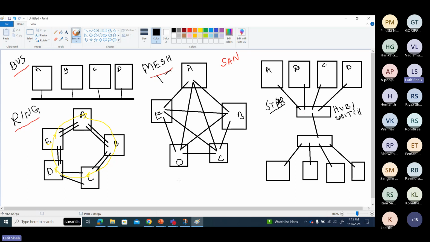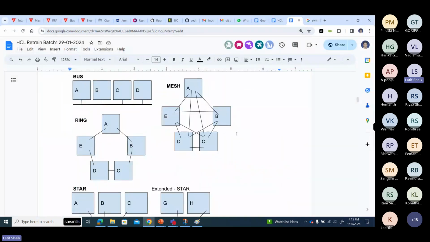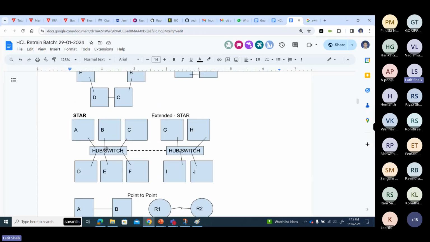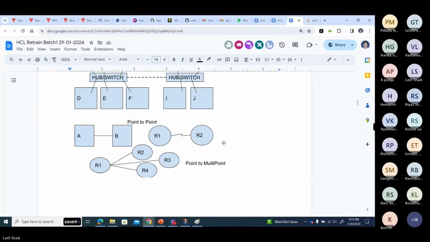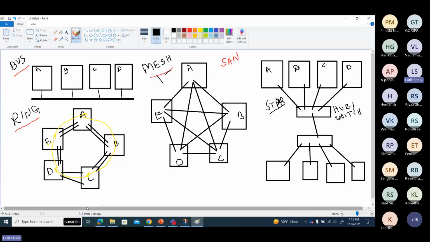Guys, these are the main important topologies: ring topology, mesh topology, and star topology. So it is compulsory to read about their advantages, disadvantages, and how they are connected. Then point to point. Point to point can be anything you can say is a point to point.